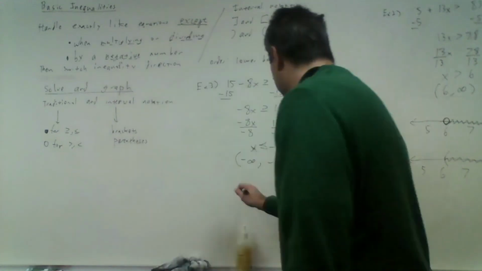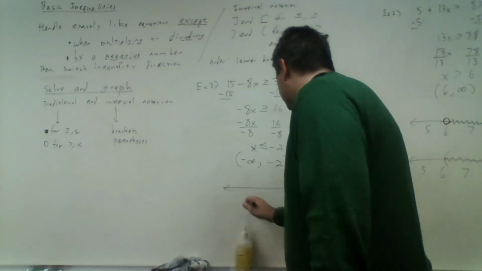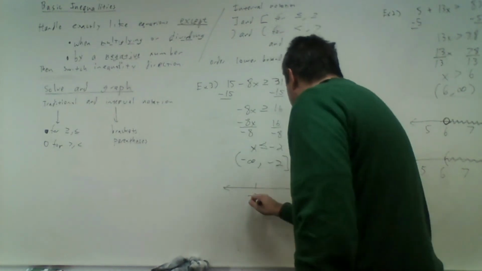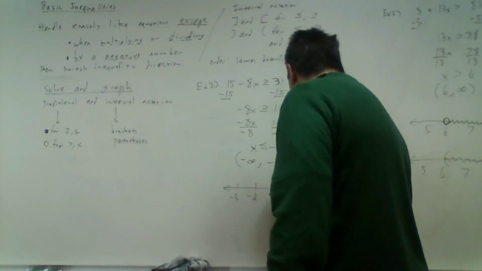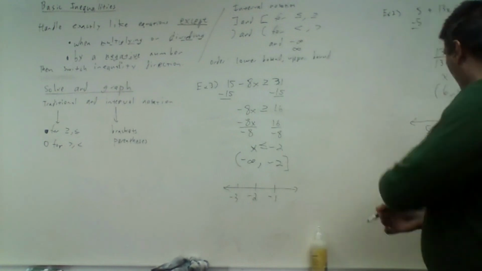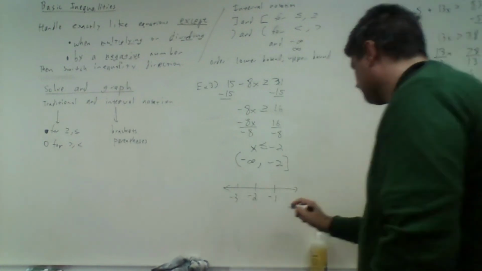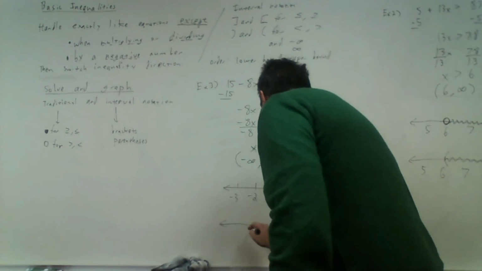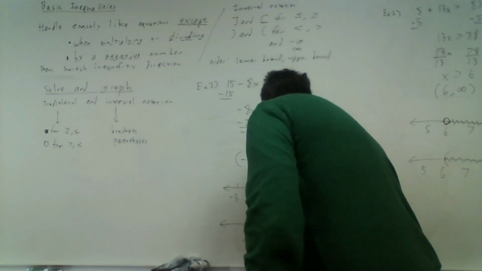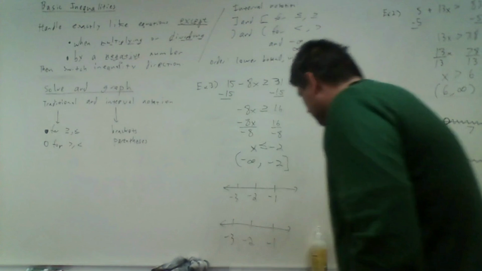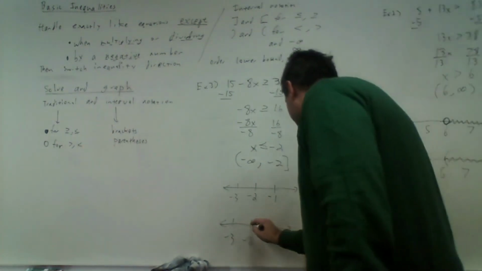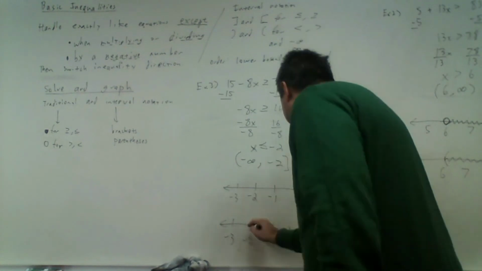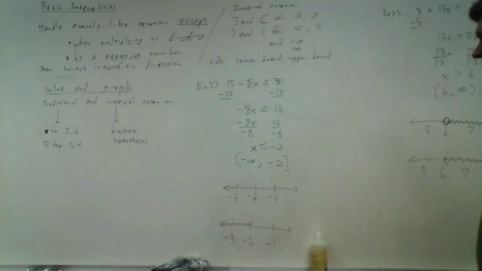Graphing this, negative 2 is in the middle, and the negative number line works in reverse. So negative 3 is less than negative 2, negative 1 is greater than negative 2. Now, in interval notation, you're going to be shading the numbers that are less than negative 2. So negative 3, negative 4, negative 5, and so on.